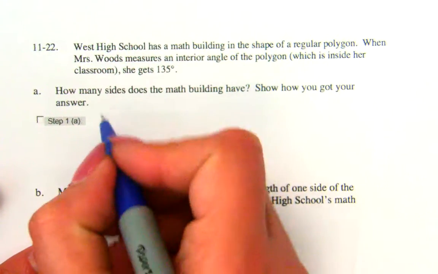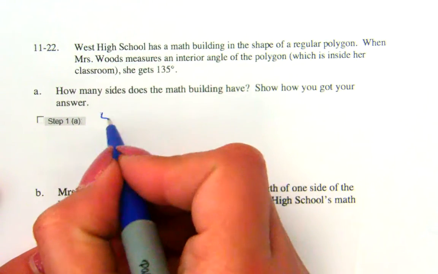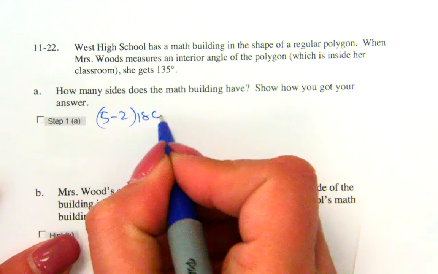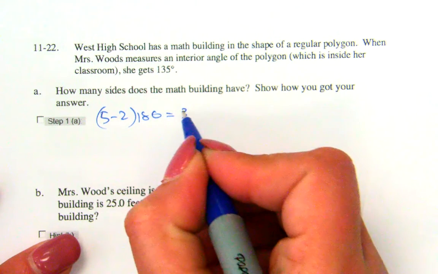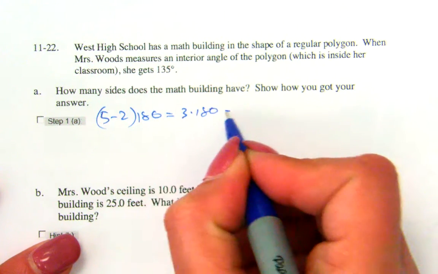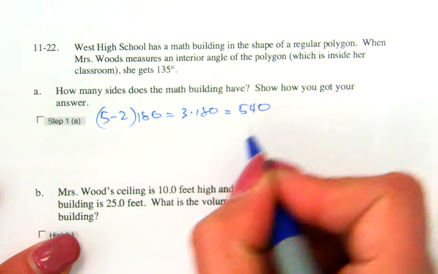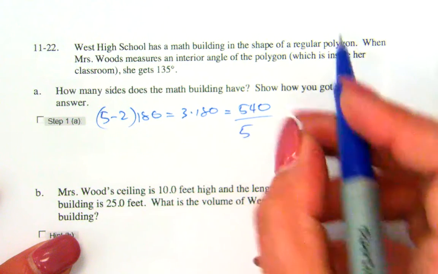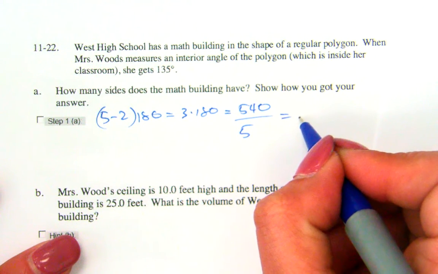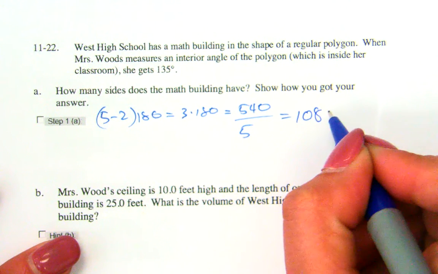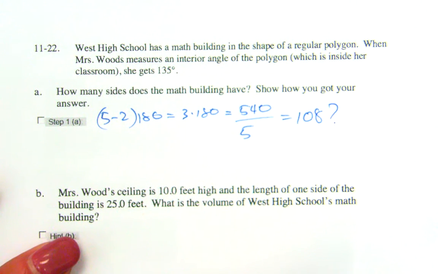Well, let's say it's 5, so let's say it's a pentagon. Then 5 minus 2 times 180, that's 3 times 180, so that's equal to 540. If you divide 540 by 5, that's going to equal, what is it, 108? Right? Okay, so that's a little too small.